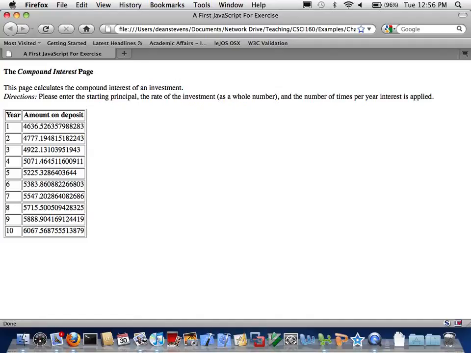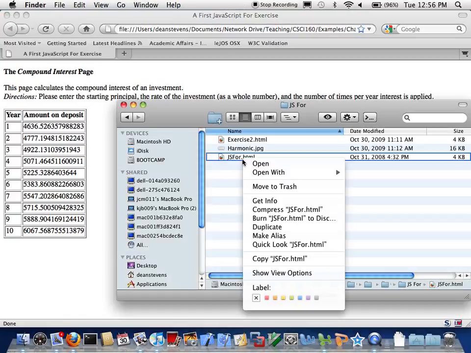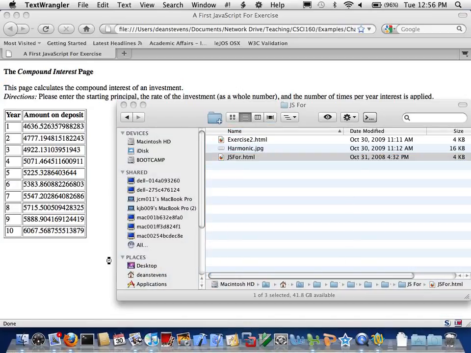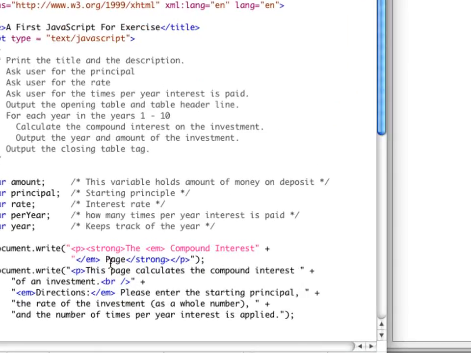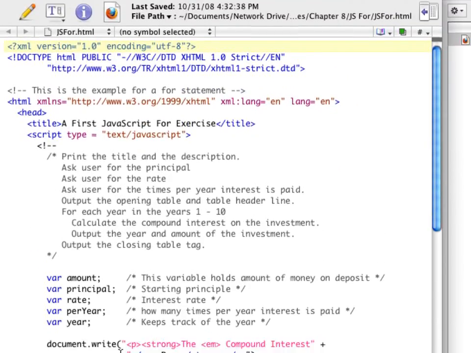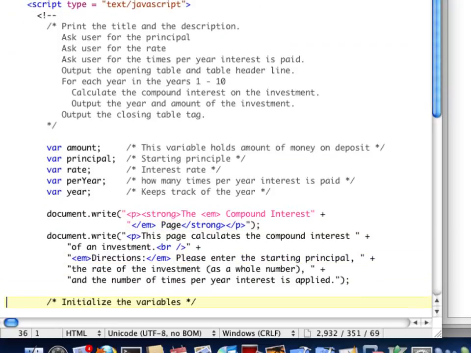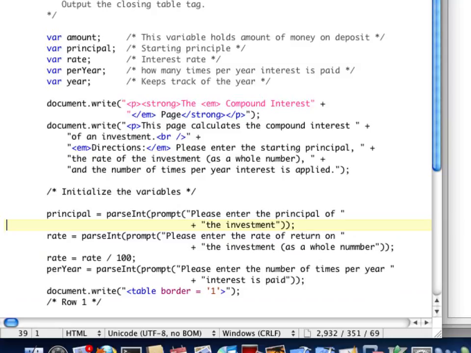Let's take a look and see how this is done. All right. So remember, I want you to keep in mind these pieces that make a successful loop. So first of all, we're going to print off the title and some instructions to the user. And then we're going to get those initial values.